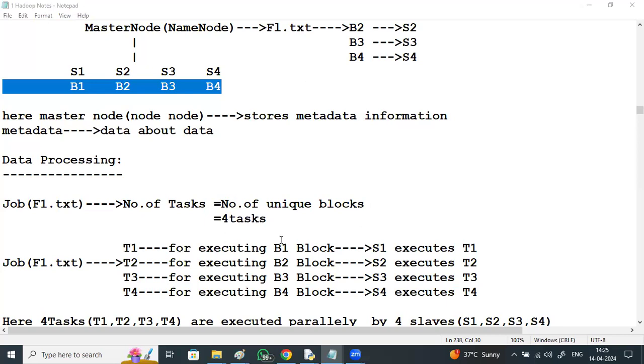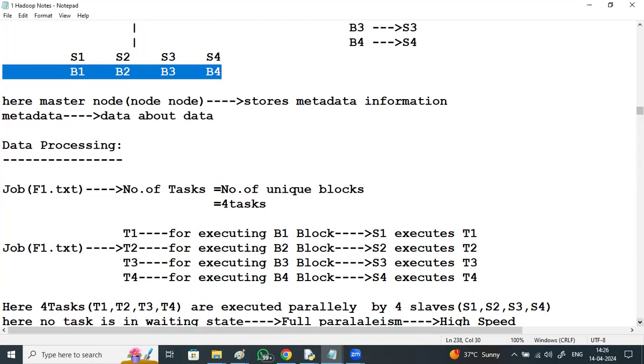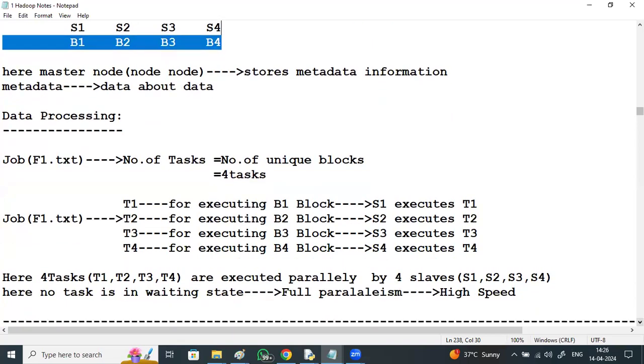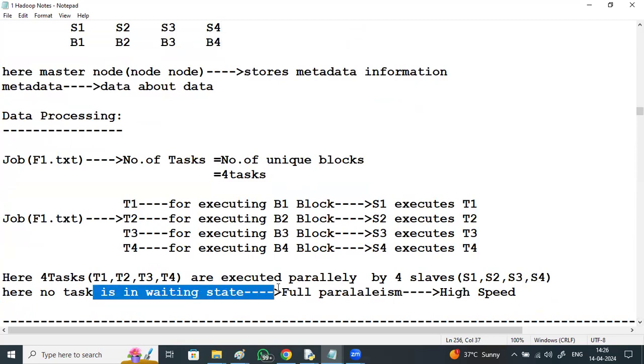Who should execute T1? S1. Who should execute T2? S2. Who should execute T3? S3. T4 by S4. So four tasks are executed by the 4 slaves parallelly, right? Here no task is in the waiting state. So full parallelism, very high speed.